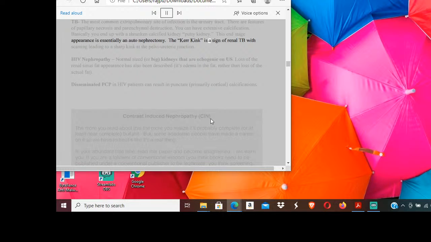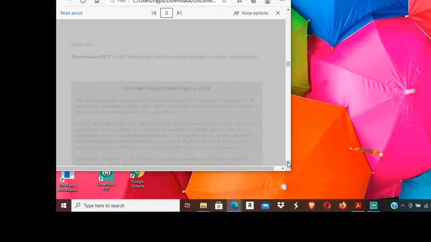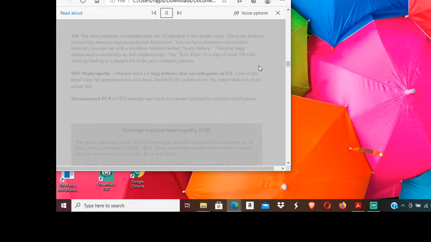The Kerr kink is a sign of renal TB with scarring leading to a sharp kink at the pelviureteric junction. Renal sinus fat stranding appearance has also been described. It's edema in the fat, rather than loss of the actual fat. Disseminated PCP in HIV patients can result in punctate, primarily cortical, calcifications.